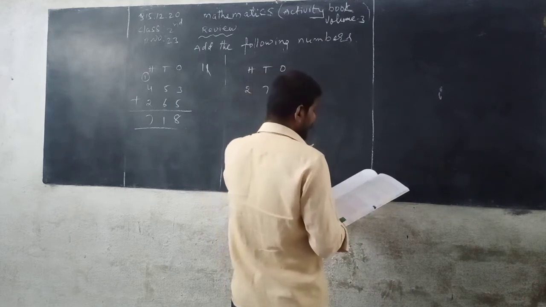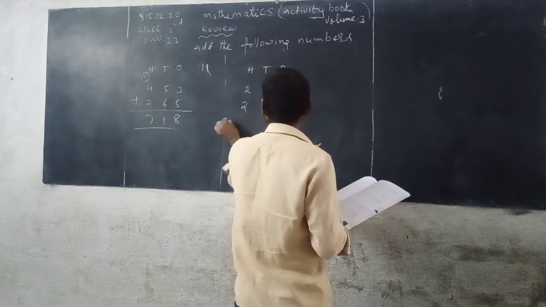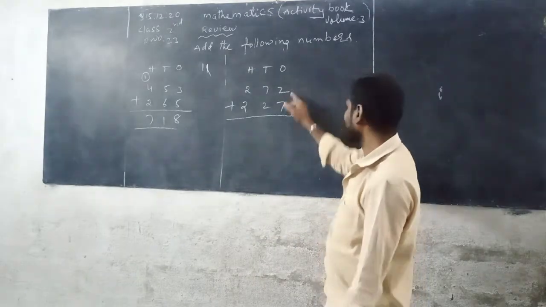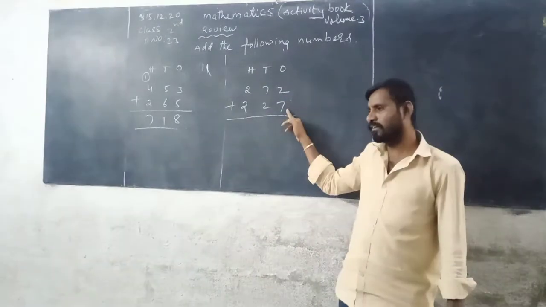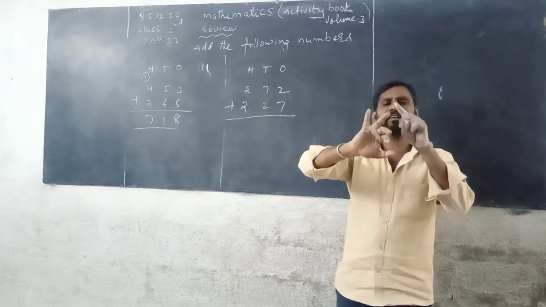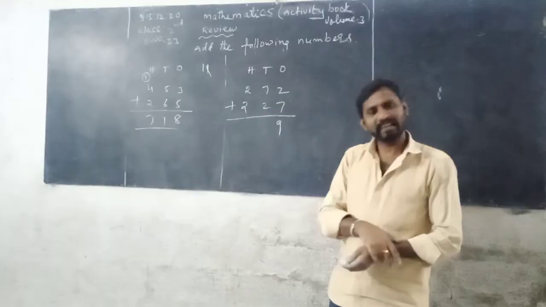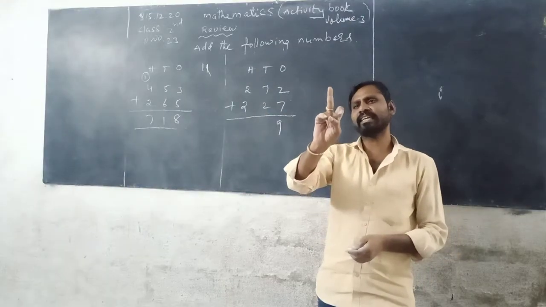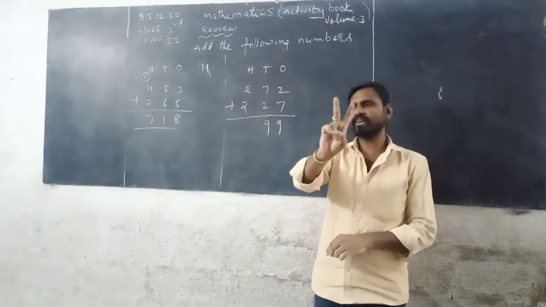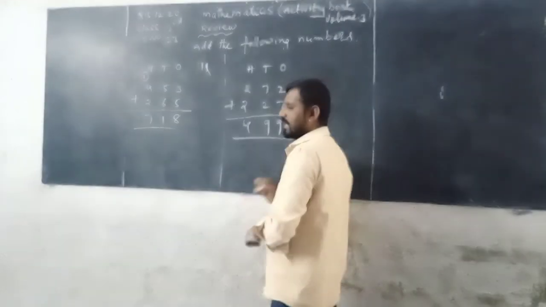272 plus 227. This is very easy. 2 plus 7, 9. 2, after that you can count how many? 7, no? So 5 plus 2, 7. 2, after that 3, 4, 5, 6, 7, 8, 9. 7 plus 2, 9. 7, after that 2 fingers, 8, 9. 2 plus 2, 4. 2, after that you can count 2 fingers. 2, after that 3, 4. So 499.